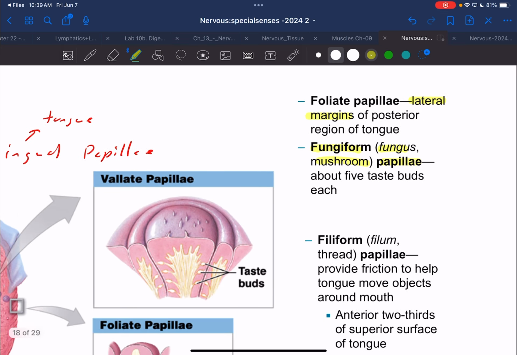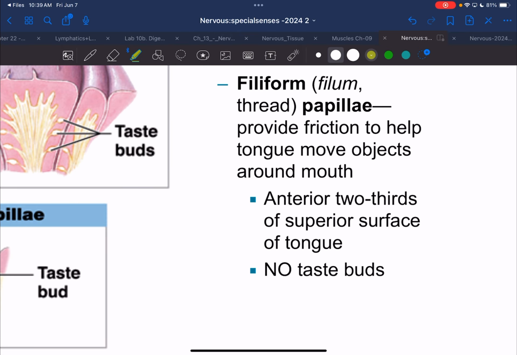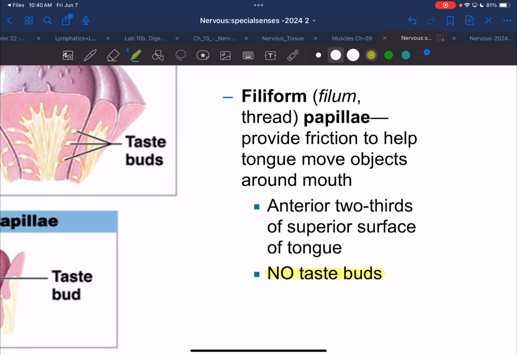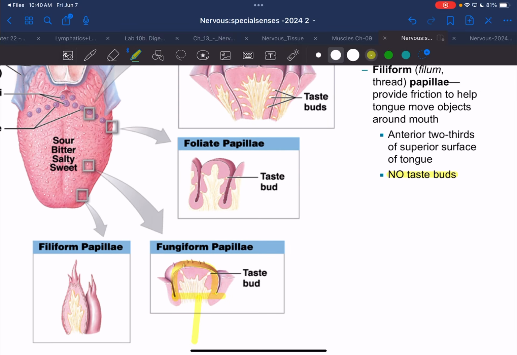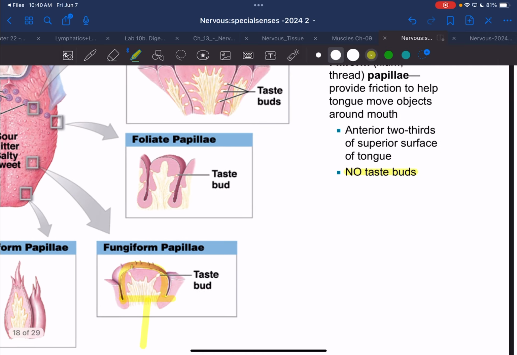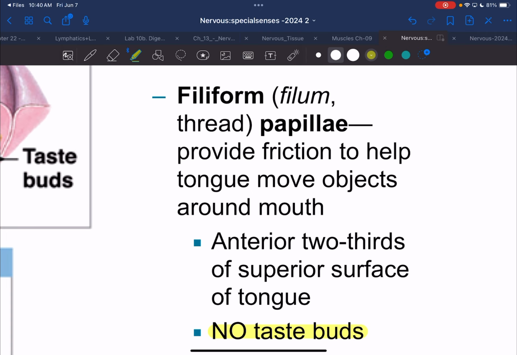And then our filiform, these are particularly unique because they don't actually have any taste buds. That's what makes our filiform unique. You'll even notice in the photo, no taste buds highlighted. And what they do is that they provide friction.